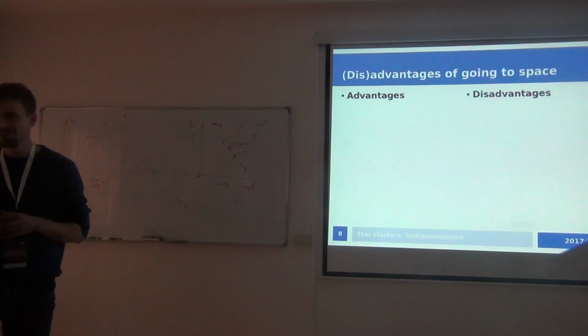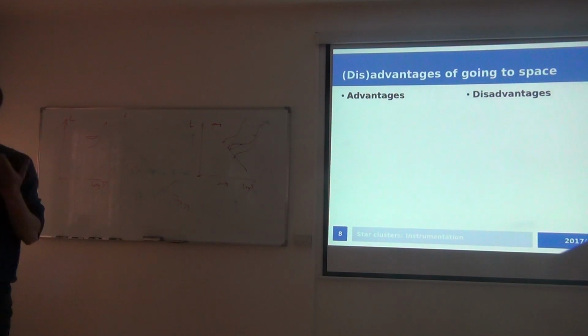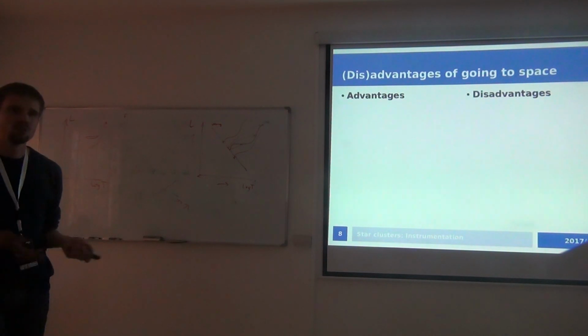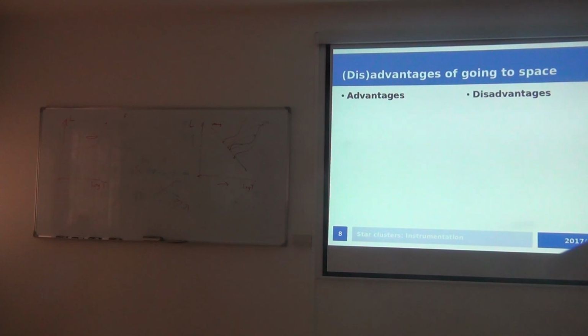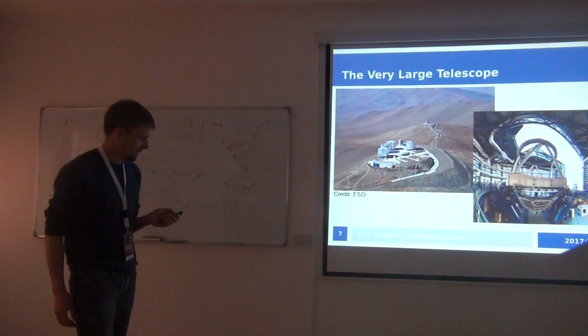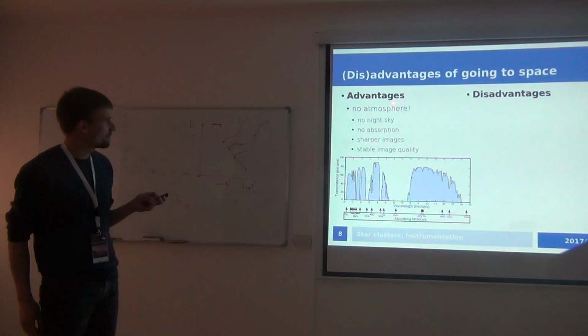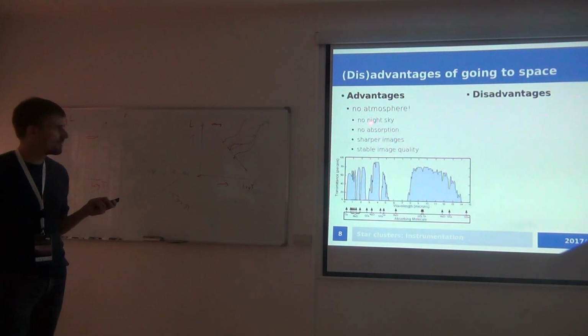Exactly. So if we observe from the ground, we have to look through all this atmosphere that surrounds the Earth. Obviously, the atmosphere is what makes us able to live on the Earth, but being an astronomer, you sometimes want to turn it off, at least locally over your telescope.